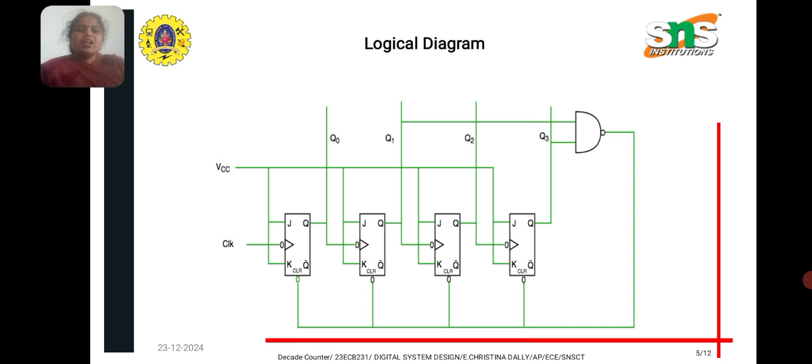So this is the logical diagram of the decade counter. Here we are using JK flip-flops, and the Q bar is taken as the output. A supply is given and the clock pulse is applied to each flip-flop. We are taking the output in the form of Q0, Q1, Q2, Q3, and finally it is given to the NAND gate, and the output is taken. At the same time the clock pulse is applied to all the flip-flops.